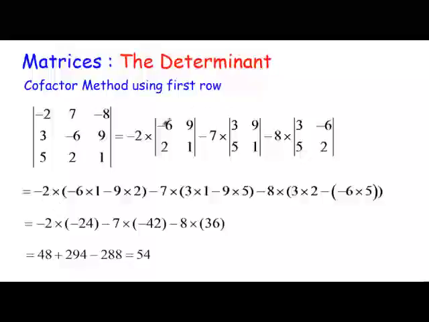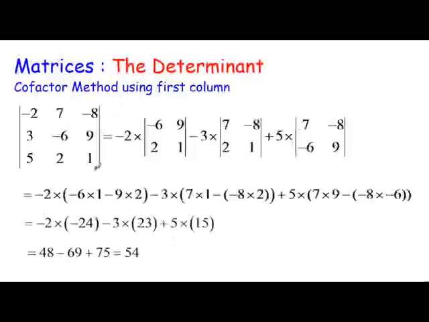So it's -2 times, you can see here, -6 times 1, -9 times 2, which works out to be -24. Then it's -7 times 3 times 1, which is 3 minus 45, so -42 here. And -8 times 1, 3 2 is 6 minus, so it's +30, so it's 36 here. So -8 times 36. So the value is 54. This determinant has a value of 54, and we expanded it by the first row.